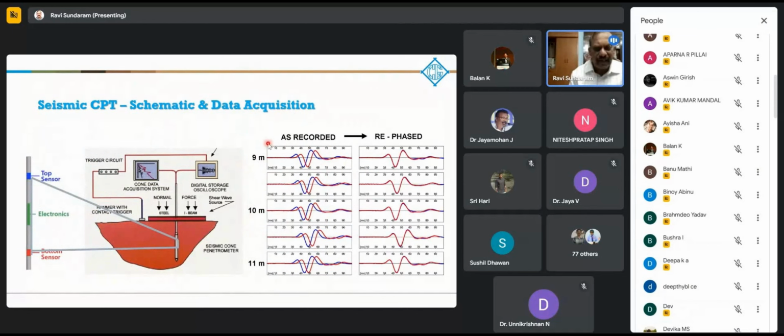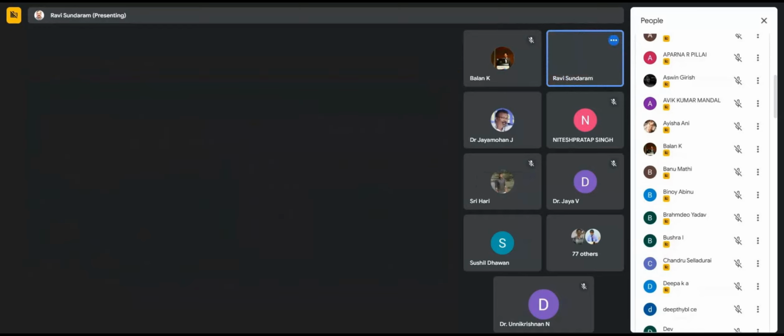So this is the data acquisition system for the seismic CPT. You can see how the data is being recorded. You directly get this from the two sensors, and then you rephase it so that it overlaps, so you know how good or bad your data is, and you proceed.